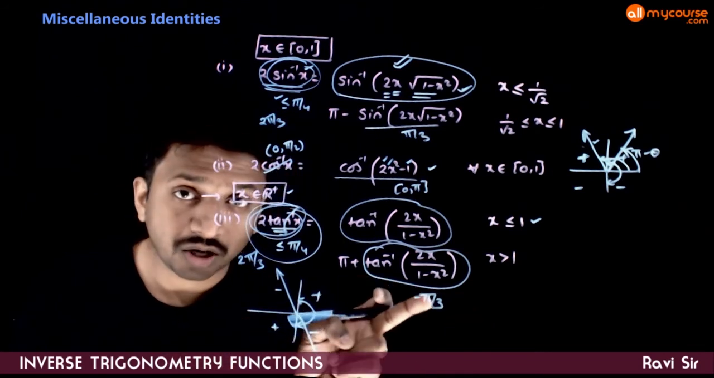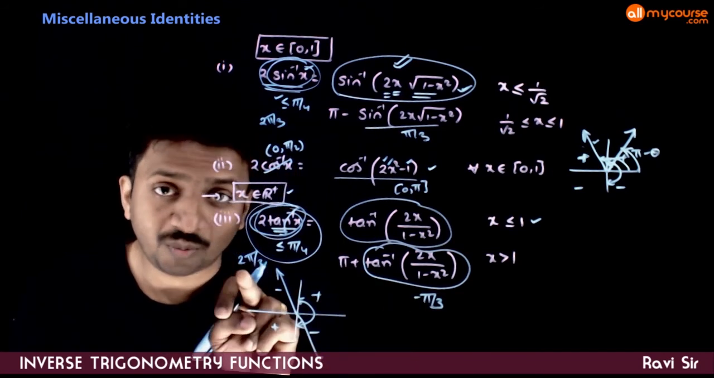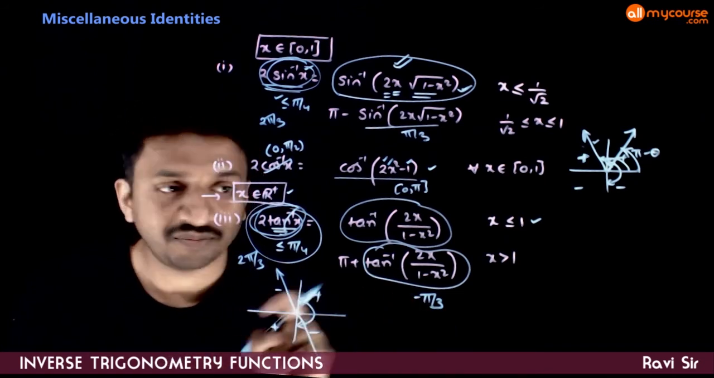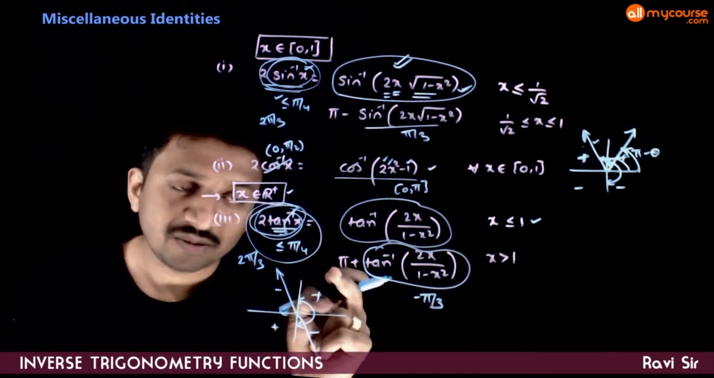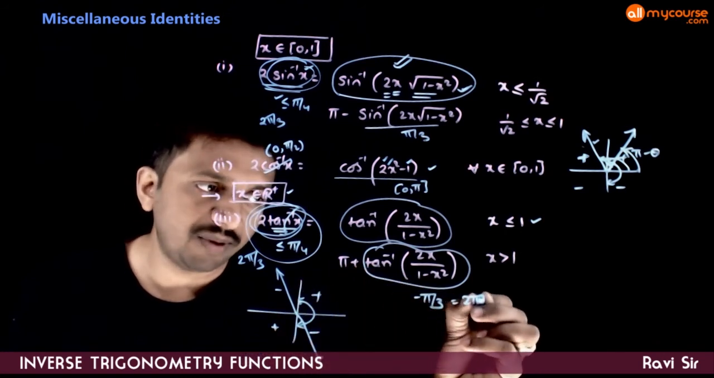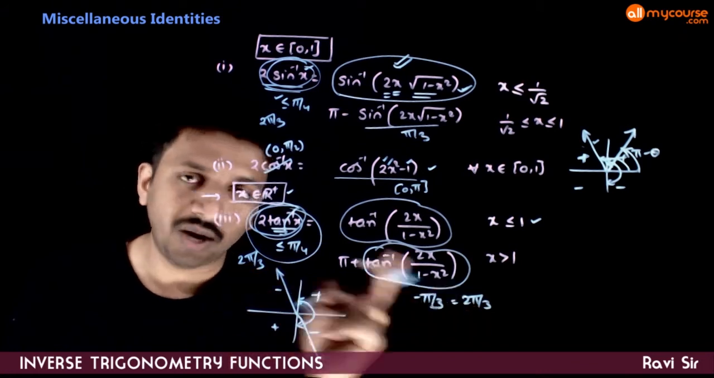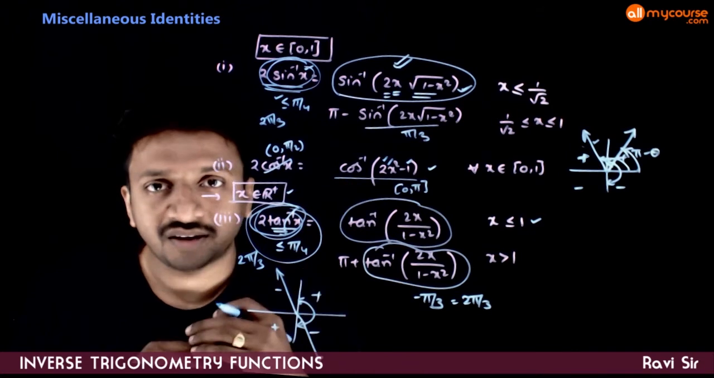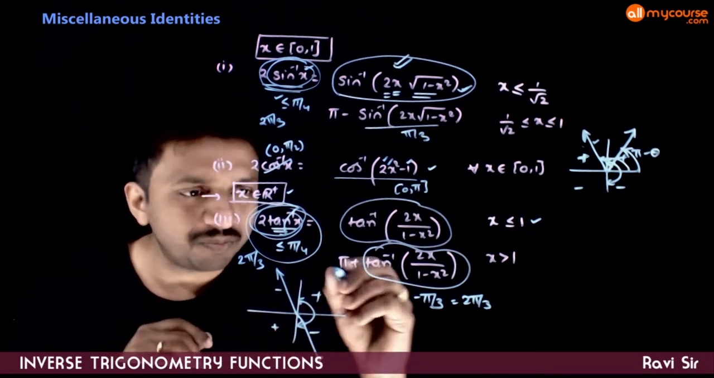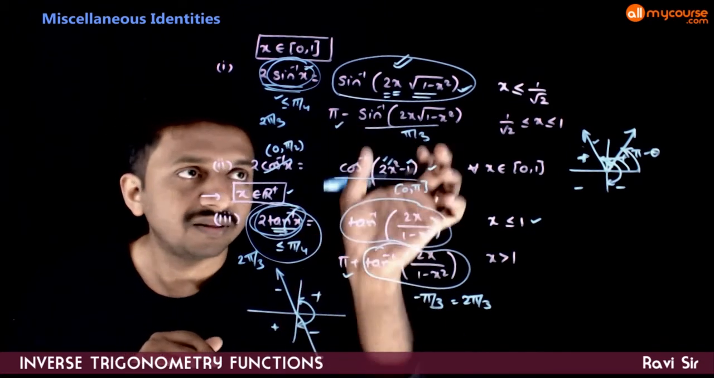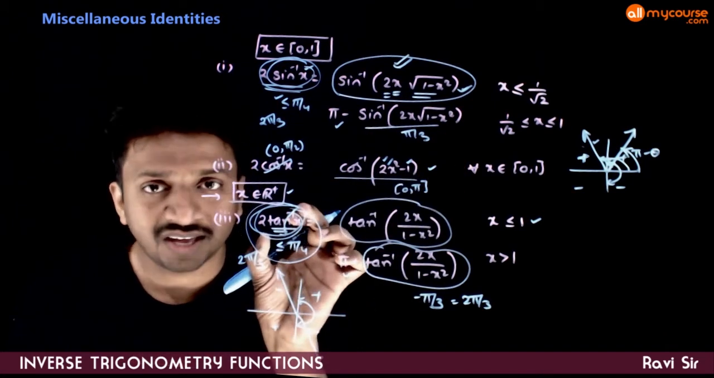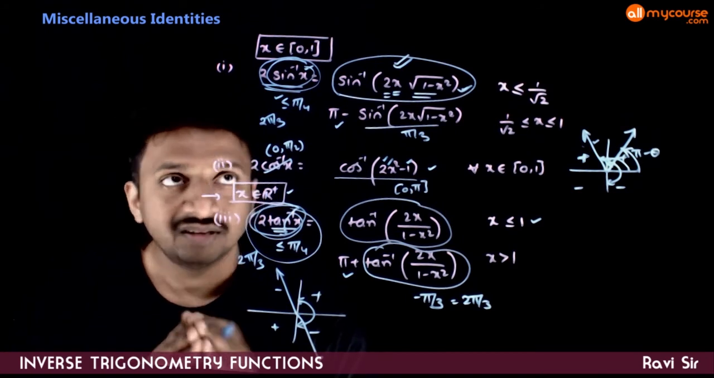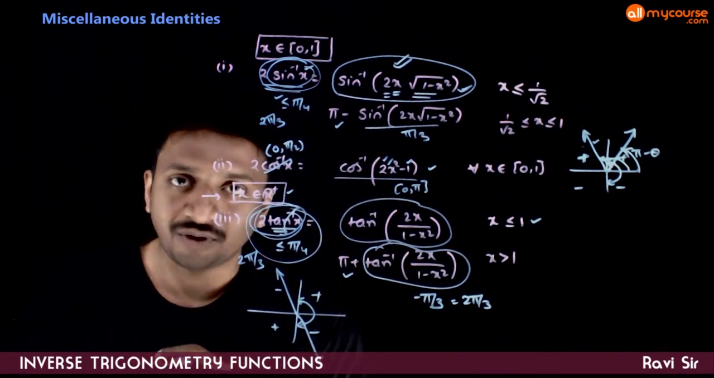So what should you do to minus pi by 3 to make it equal to 2 pi by 3? Pi minus pi by 3. So if you add pi, minus pi by 3 will become 2 pi by 3. That is how you equate the LHS and RHS. So inverse trigonometric identities involve this basic manipulation of the formulas depending on where the angle lies. So I hope you understand all these formulas.